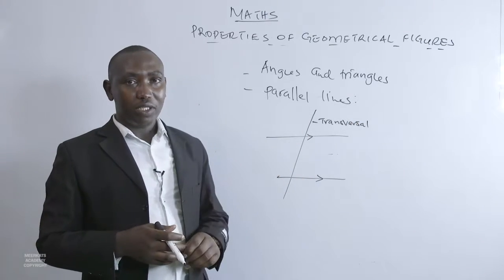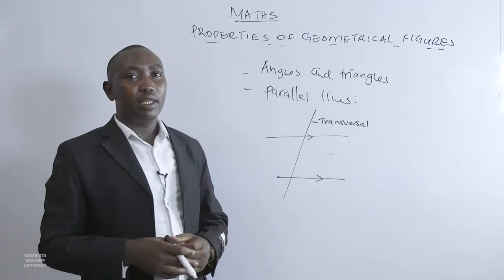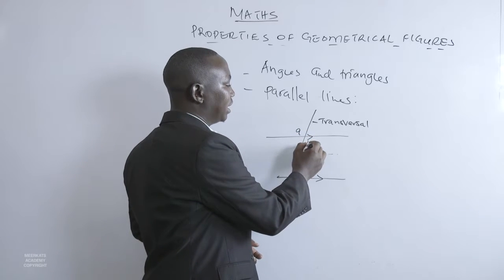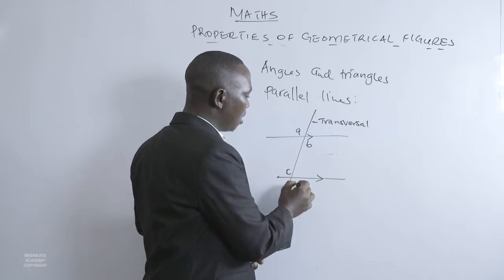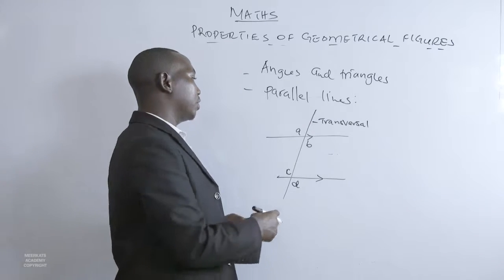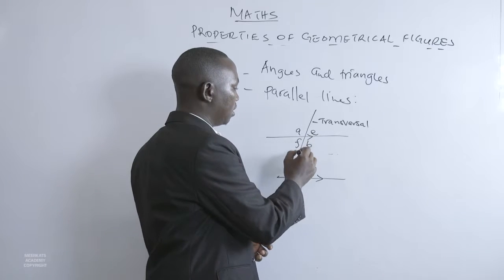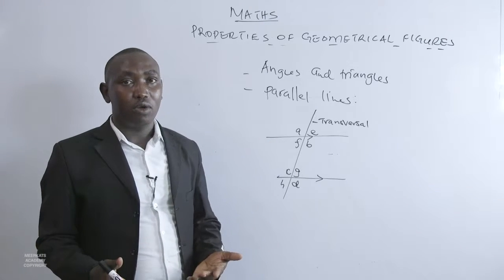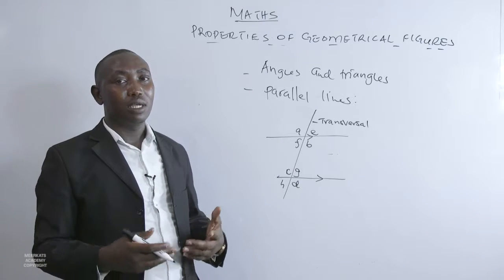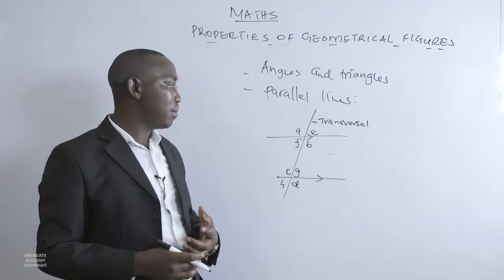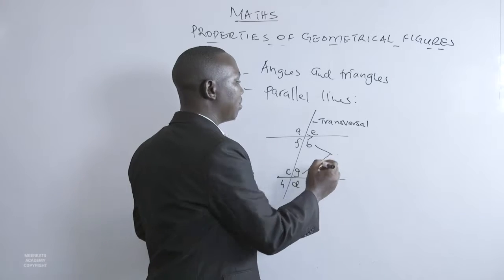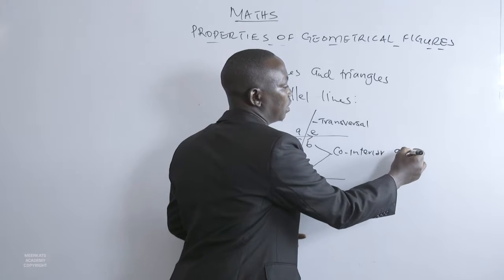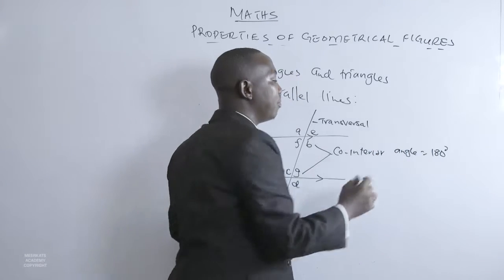This transversal cutting across these two parallel lines forms a number of angles. We have this angle, this angle, this angle, and that particular angle. We also have these other angles formed. And we said depending on their positions on those parallel lines, each one of them has its individual name. Like we talked about this as being referred to as co-interior angles, which normally add up to 180 degrees.